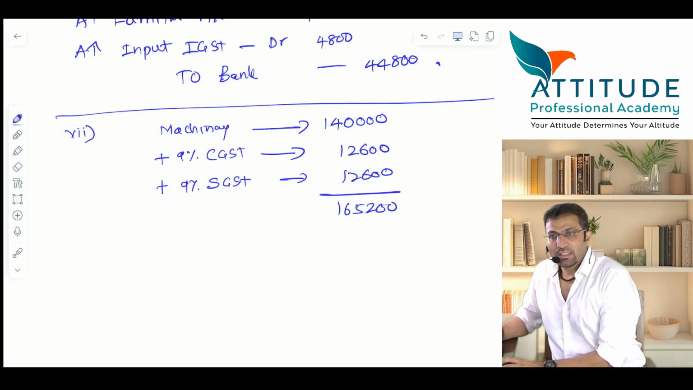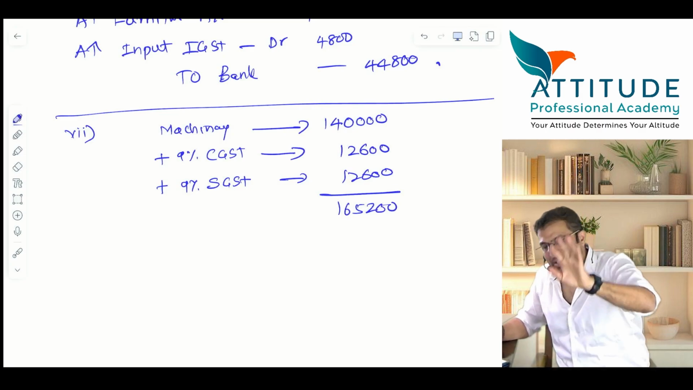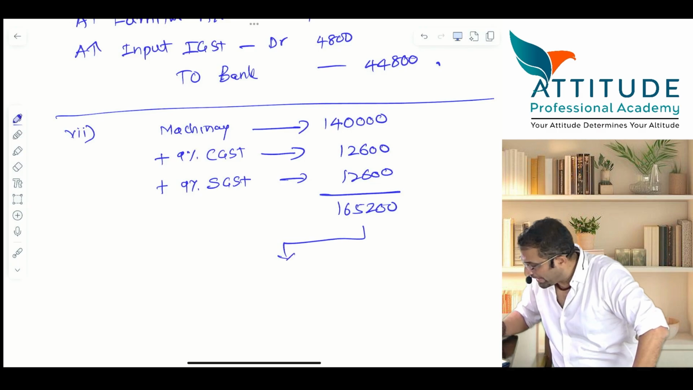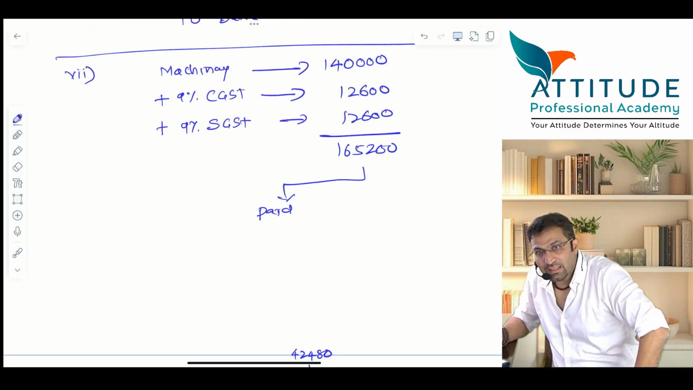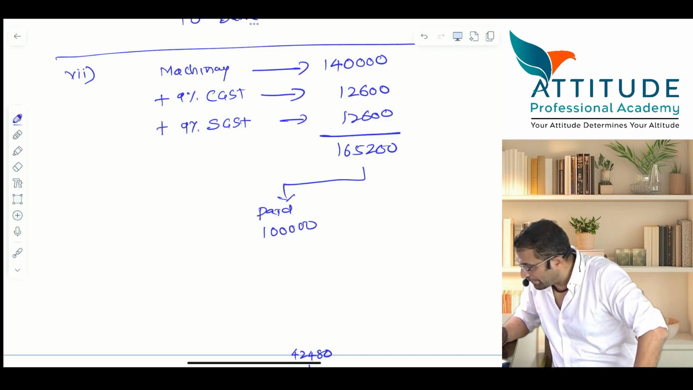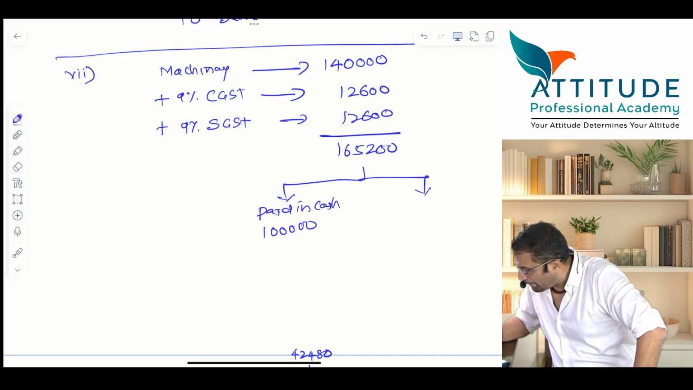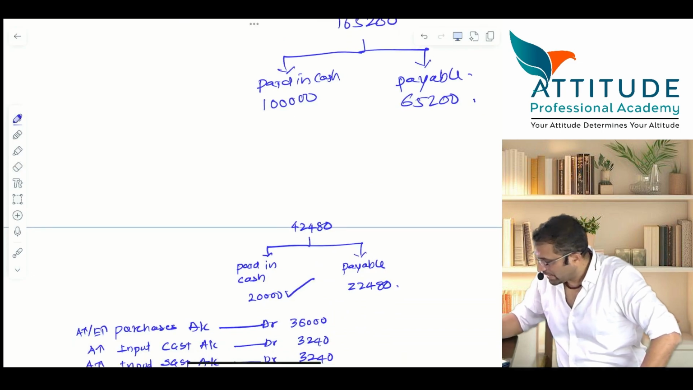1,65,000. Out of this, how much is paid in cash? Paid, na? Paid 1 lakh. 1 lakh paid in cash. Paid in cash. Cash or bank, whatever. Now payable कितना है? 65,000. I want the journal entry.